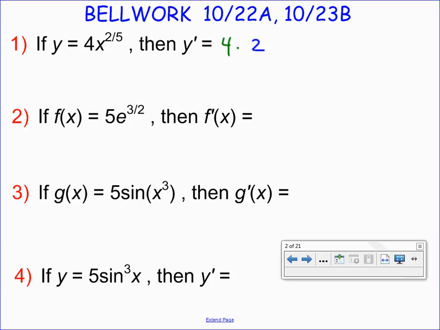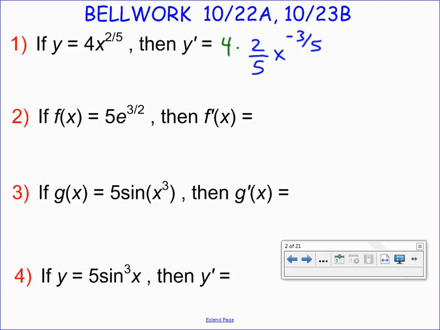the base raised to 1 less. It doesn't matter that my exponent is a fraction. I can still subtract 1 from 2/5. And when I do so, 2/5 minus 5/5 would be negative 3/5. Is that right? Negative 3/5?